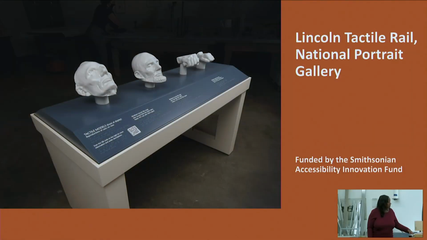All right, so this was another SAFE grant-funded project. This is at the National Portrait Gallery, and this is a Lincoln tactile rail. Again, these were gypsum-printed life masks and hand casts. And these are on display right next to the actual artifacts in the case next to it. So this is an opportunity for the audience to touch them and get a sense of the scale, size, and texture of what these casts were like.